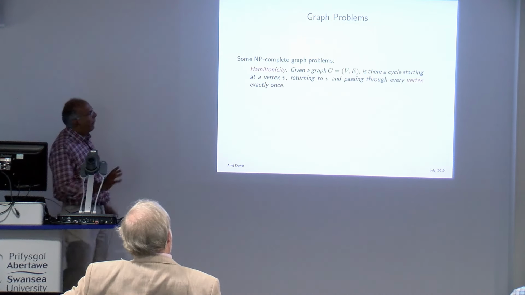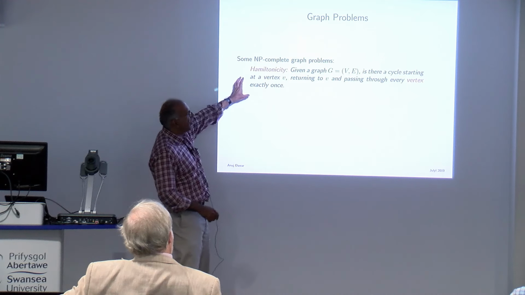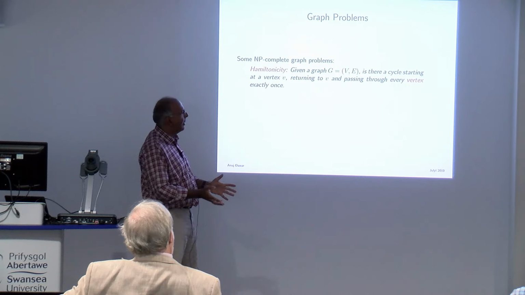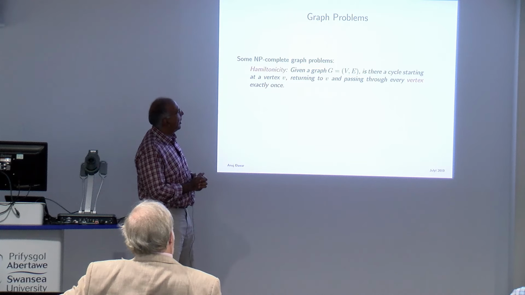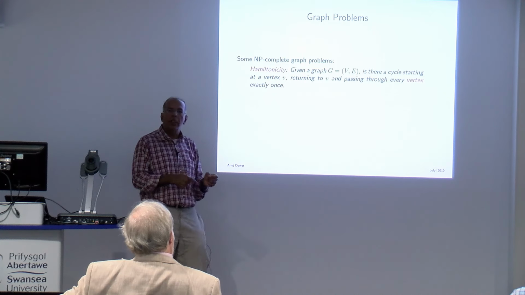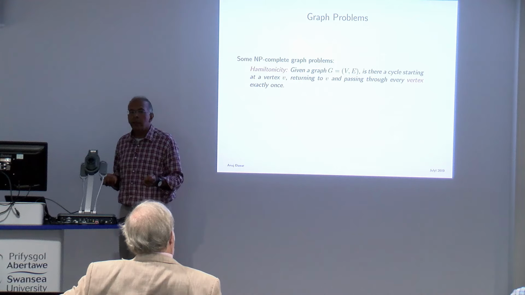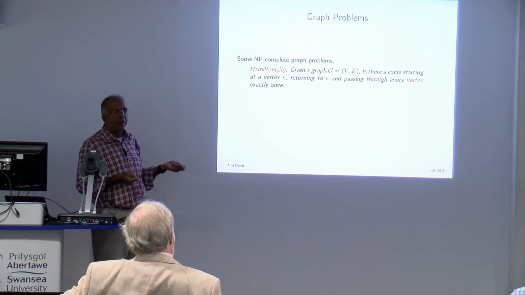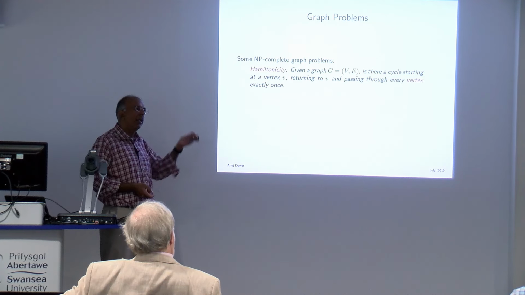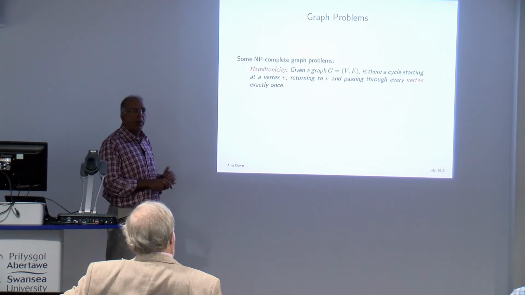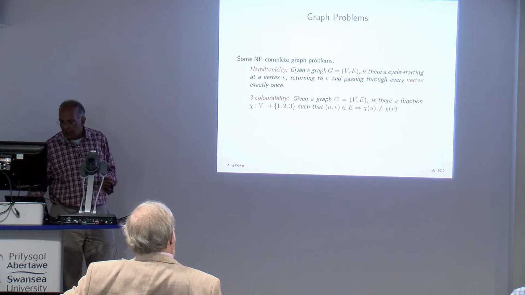A couple of NP complete graph problems. This one looks a lot like the Eulerian, but it's different. Is there a cycle in the graph which starts at a vertex and returns to it and passes through every vertex exactly once? That's deciding whether the graph has a Hamiltonian cycle. And deciding whether a graph has a Hamiltonian cycle is NP complete.